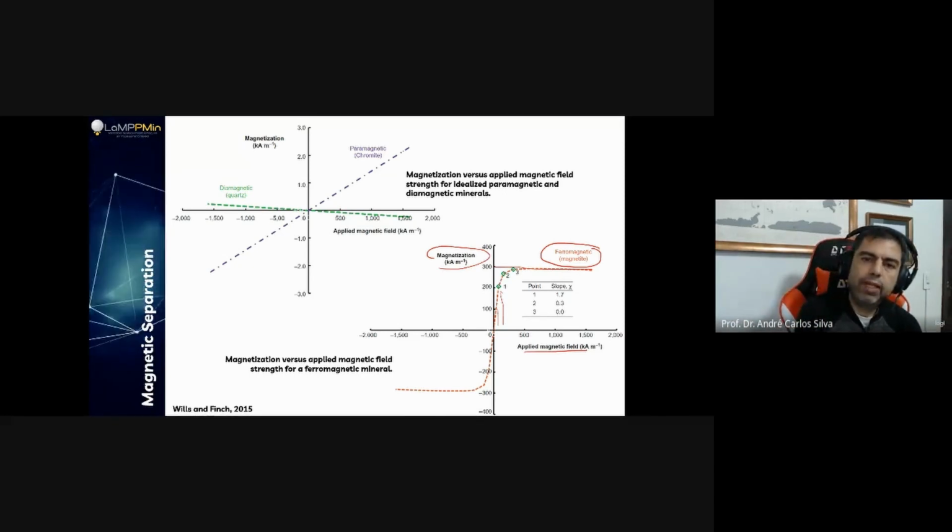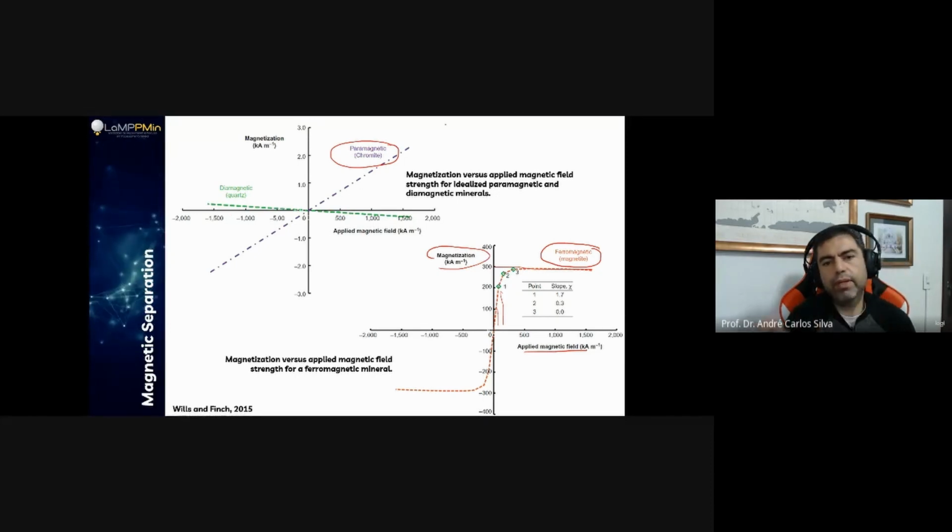If we take a look at chromite, for example, it would be paramagnetic, and hematite is also an example, and so on. What we're going to see is a linear behavior. If you increase the magnetic field, you get a response, but on a linear basis. And if you take a look over here, around 500 or even 1000, the magnetization is completely different. We're talking in here at 100, 200, 300, and in here we're talking about 1, 2, 3 kiloamperes per meter. So the response is really different.